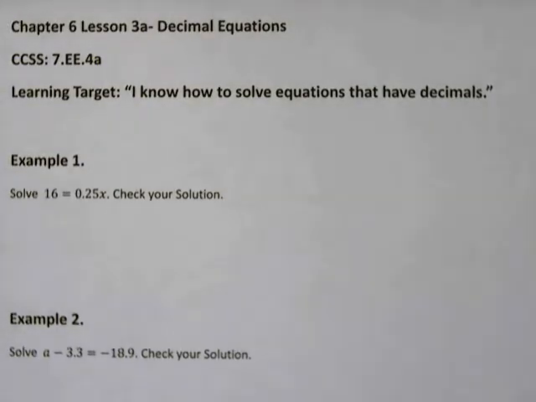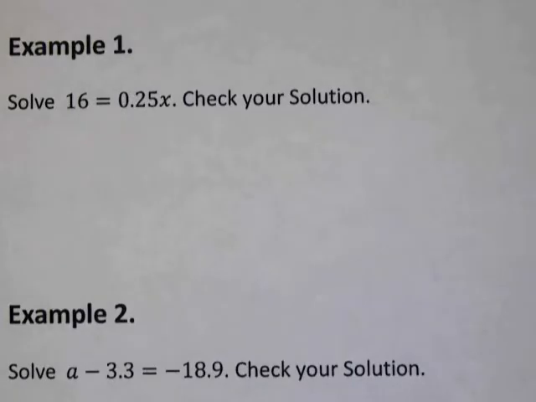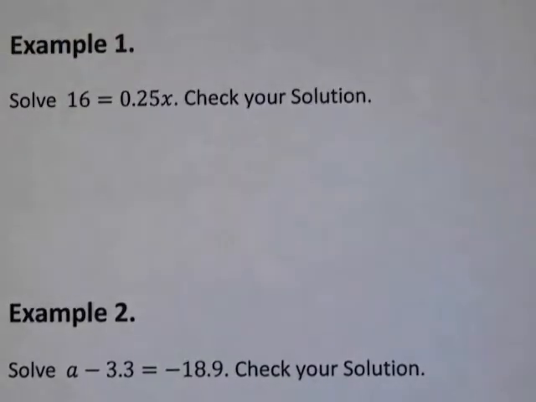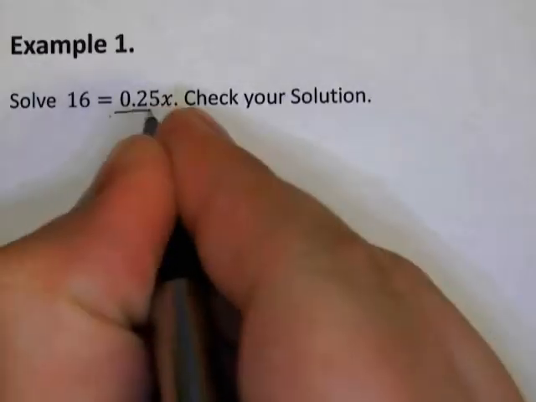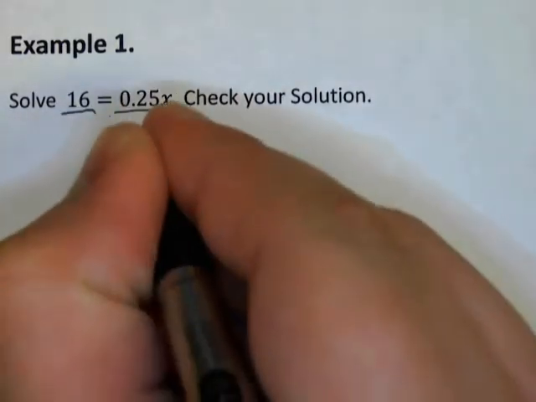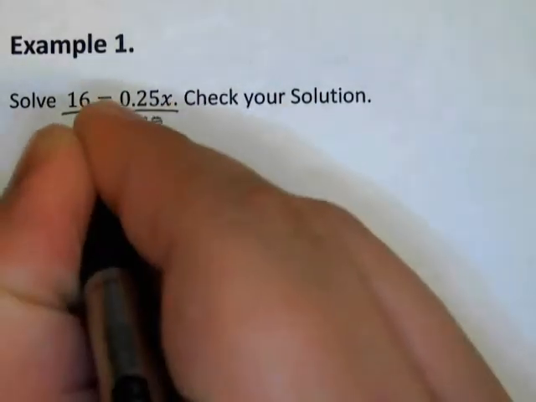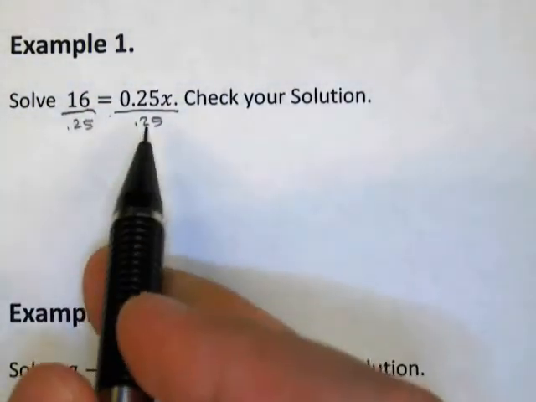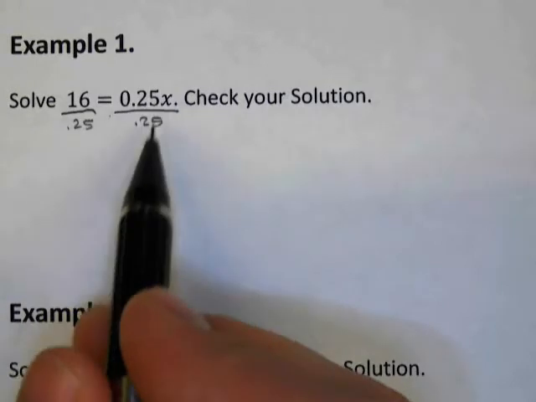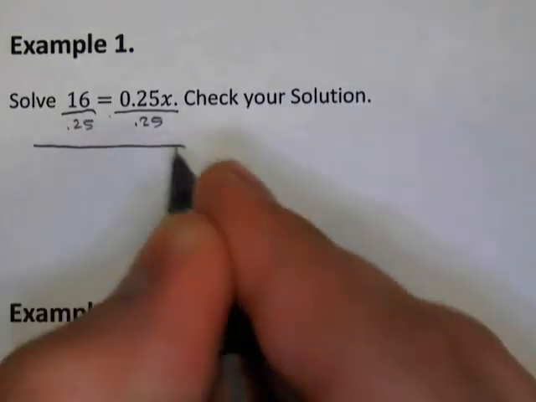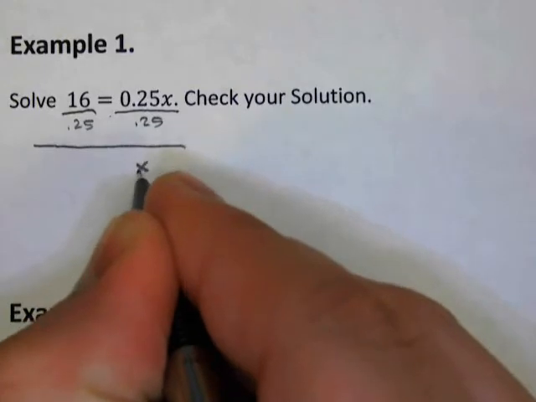So let's get going on an example. Example 1 says solve 16 equals 0.25x, and then check our solution. Okay, so this is a multiplication problem, and I know that the division property of equality says that I can divide by the same thing on both sides of the equation and make everything the same, right? So I'm going to divide by 0.25 on both sides, because then 0.25 divided by 0.25 is just 1, or just 1 times x, so I can just write x on that one side.